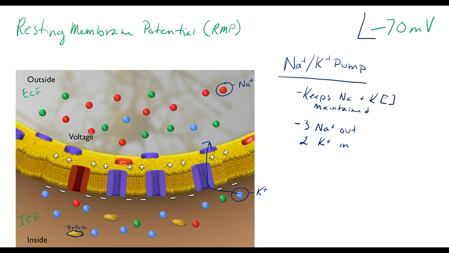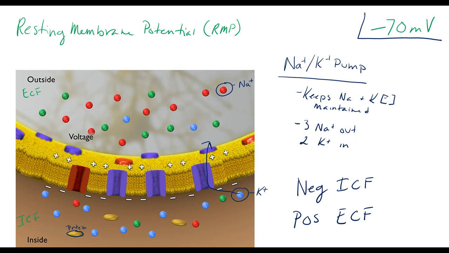It really runs between negative 60 and negative 90, but negative 70 is kind of the average. It maintains that negative 70 millivolt charge differential on either side of the membrane. And so what you end up with again is a more negative intracellular fluid and a more positive extracellular fluid. That is when a cell is at rest. It is not conducting any type of electricity going through it.